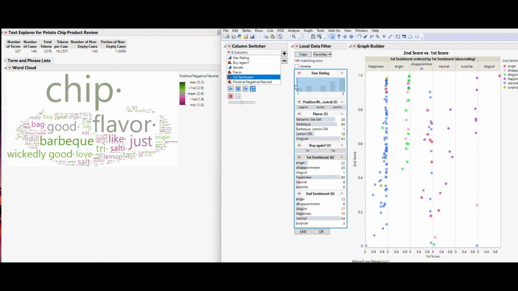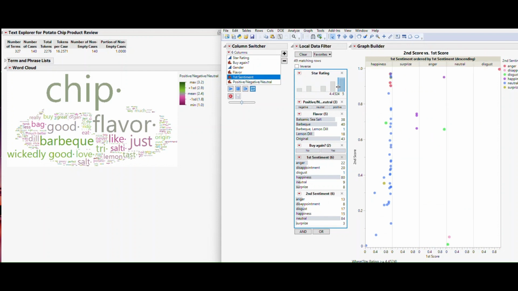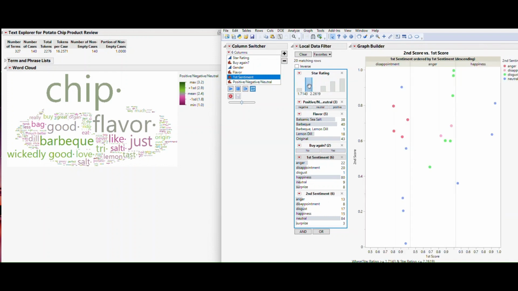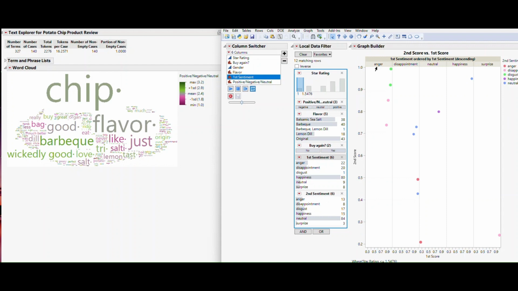Then, correlating the psychographics with the other feedback elements. The 5-star ratings are mostly all in happiness. Likewise, the 4 stars. By the time we get to the 2-star ratings, we have almost all disappointment and anger. The 1-star ratings are worse.